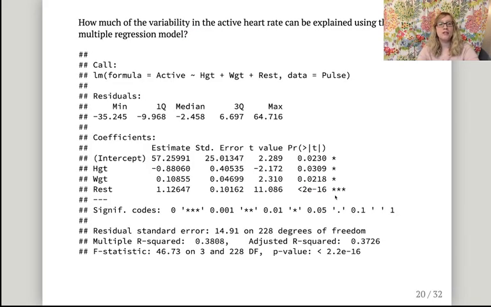So how much of the variability in active heart rate are we explaining using this multiple regression model? Well, according to our multiple R-squared, we're explaining about 38% of the overall variability in active heart rate. Now, there are a lot of other variables that would likely be able to explain this. Certainly age would have a factor. Amount of exercise a person gets would have an effect as well. But overall, this multiple R-squared, not too bad.